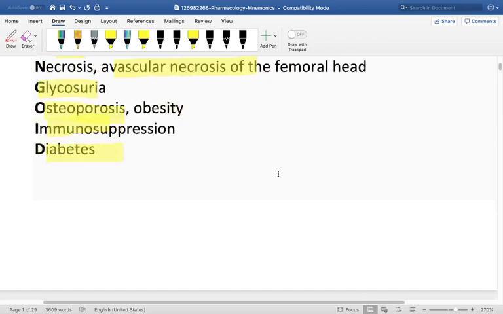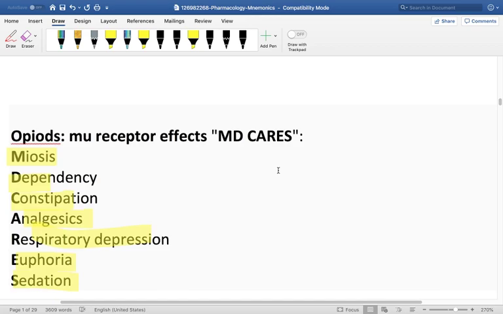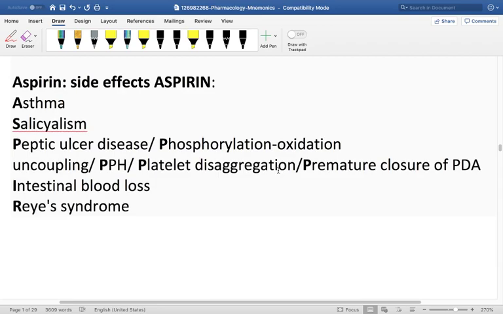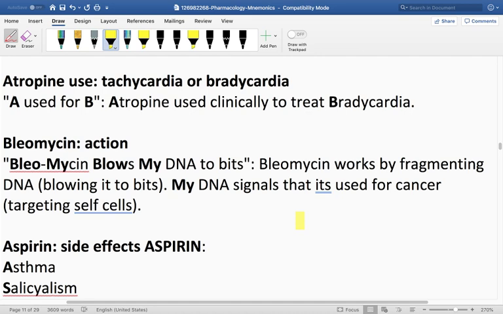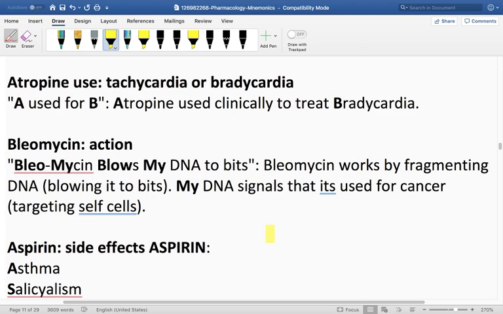Now, doctor, the next question, next important mnemonic for you to become the experts. 50 top mnemonics you should remember. Bleomycin, what are the important side effects of bleomycin? Bleomycin blows my DNA into small bits. So bleomycin fragments the DNA, and that is the reason it is used in cancer.